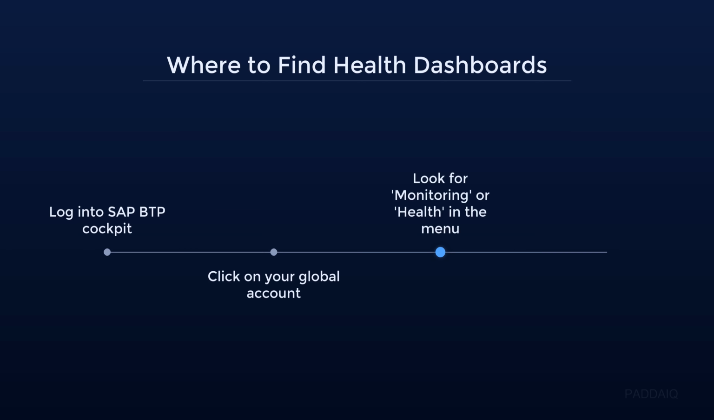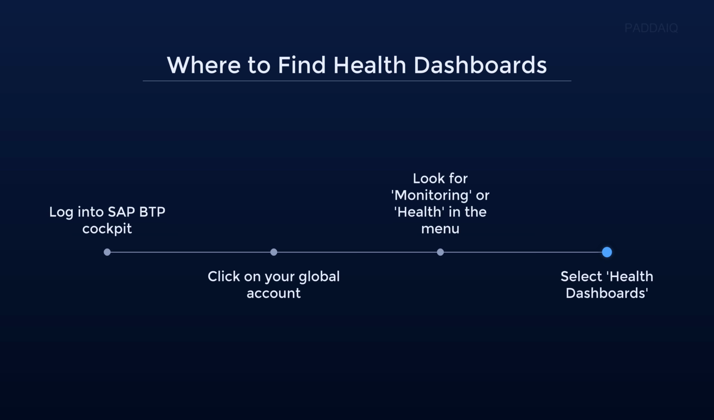Look for Monitoring or Health in the menu. This means navigating the services interface to locate these specific terms, which will lead you to the dashboards. For example, in SAP Integration Suite, you would open the service and find the monitoring section to view message processing health. Consistently checking these areas helps you maintain system reliability.